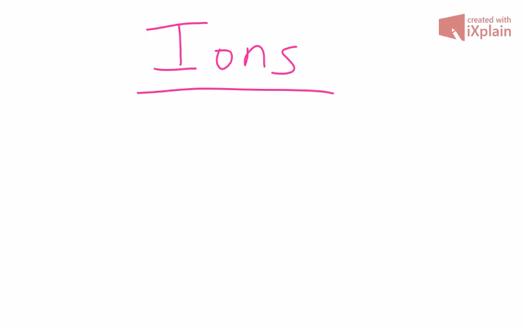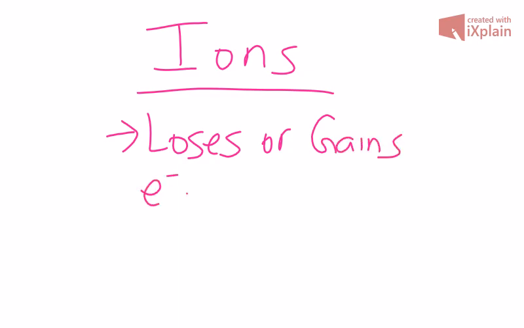Today we're going to talk about ions, and ions are formed when an element either loses or gains electrons. Okay, so when an element loses or gains electrons, an ion is formed. And why would an element want to lose or gain electrons?